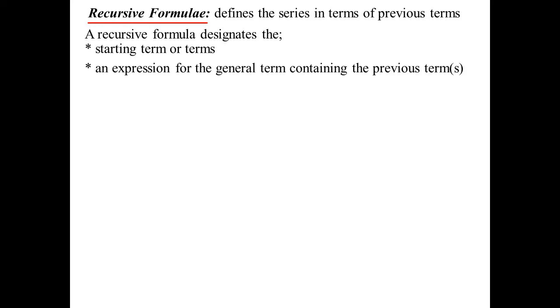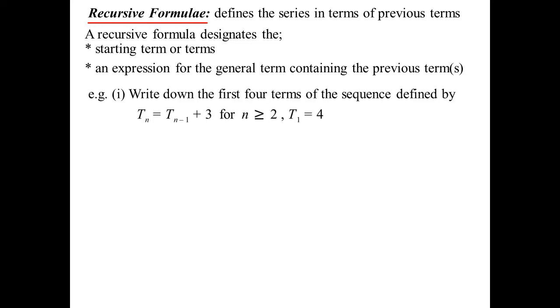A recursive formula is another way of describing the pattern. And it does it by referring to previous terms in the pattern. So it will always designate what the starting term is, or in some cases it might be terms, like the pattern known as the Fibonacci numbers. You need to know the first two numbers for that pattern. And then an expression that will tell you how you can now generate every other term using the previous terms.